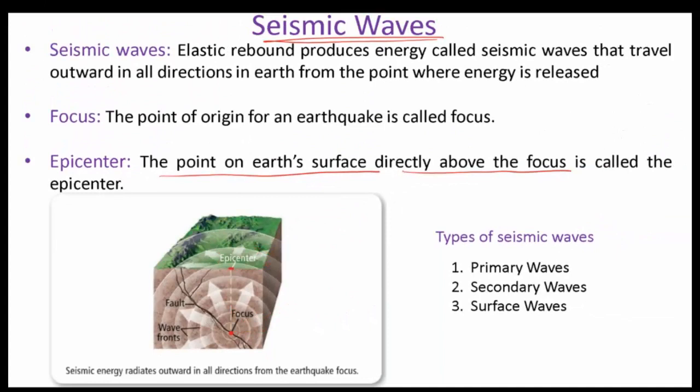What are the kinds of seismic waves? We have three kinds: primary waves, secondary waves, and surface waves. So these waves are seismic waves.